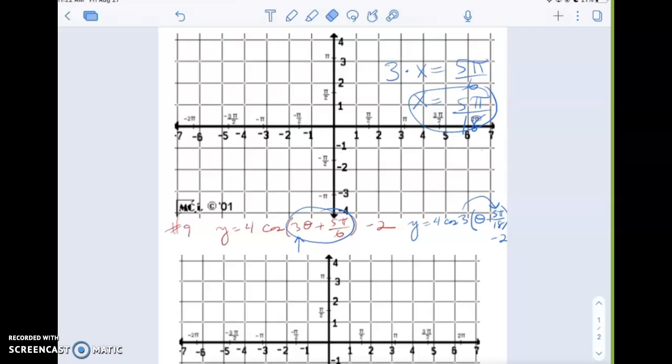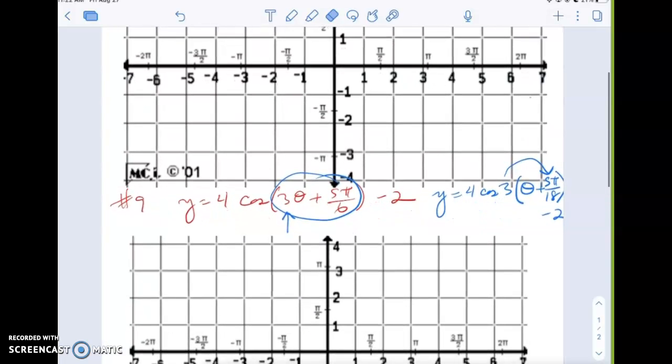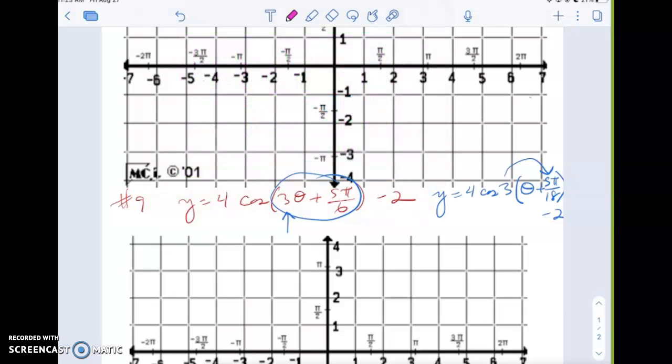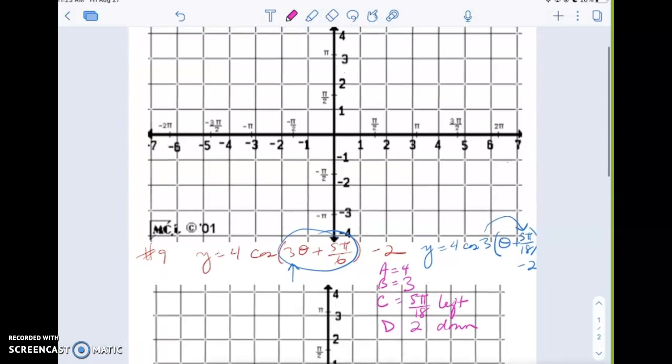So now that I had to do that, I can identify each of the pieces that I need. So I have my A value. So my A value is 4. My B value is 3. C is now 5 pi over 18 going to the left, and my D value is 2 down. Okay, so once you have all those, now go to your graph.